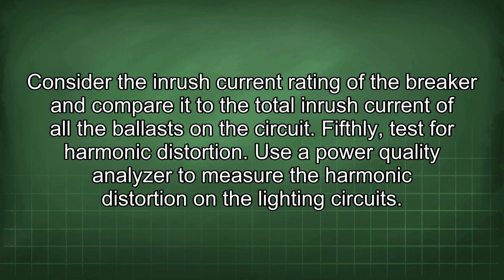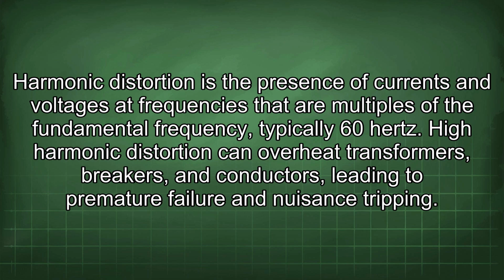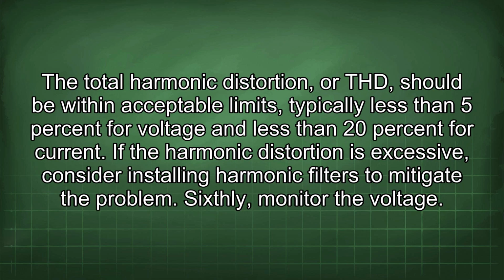Fifthly, test for harmonic distortion. Use a power quality analyzer to measure the harmonic distortion on the lighting circuit. Harmonic distortion is the presence of currents and voltages at frequencies that are multiples of the fundamental frequency, typically 60 Hz. High harmonic distortion can overheat transformers, breakers, and conductors, leading to premature failure and nuisance tripping. The total harmonic distortion, or THD, should be within acceptable limits, typically less than 5% for voltage and less than 20% for current. If the harmonic distortion is excessive, consider installing harmonic filters to mitigate the problem.